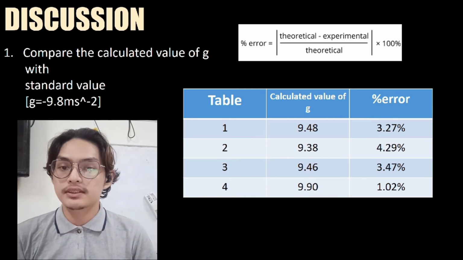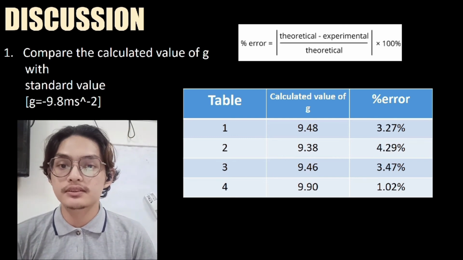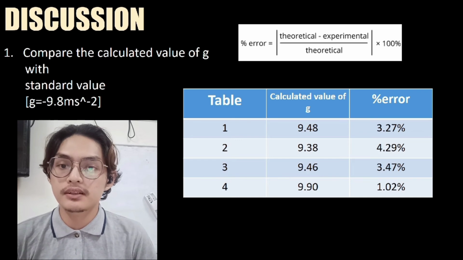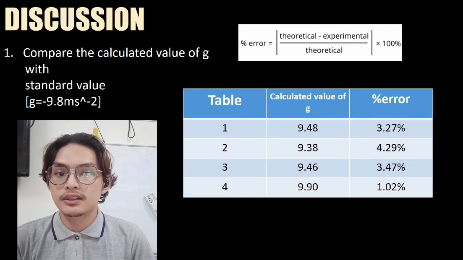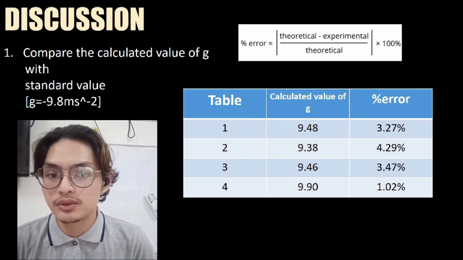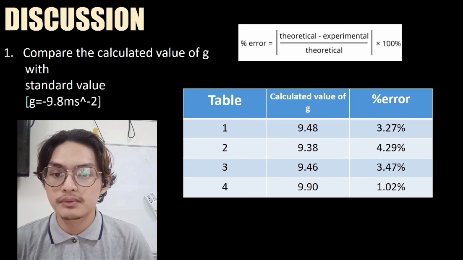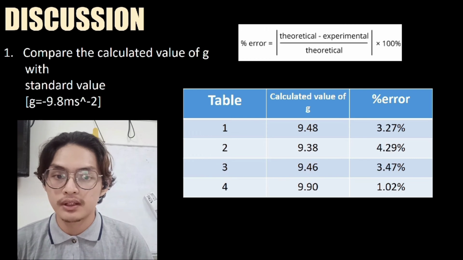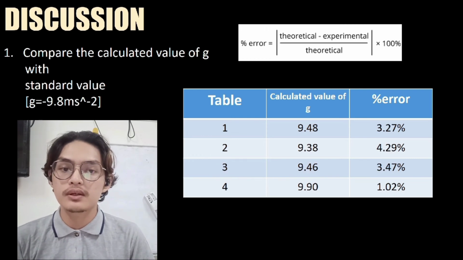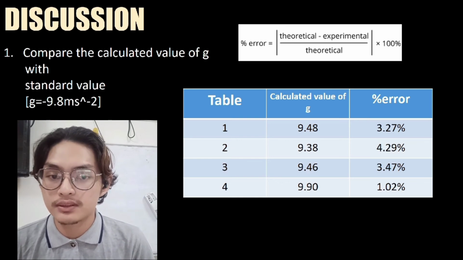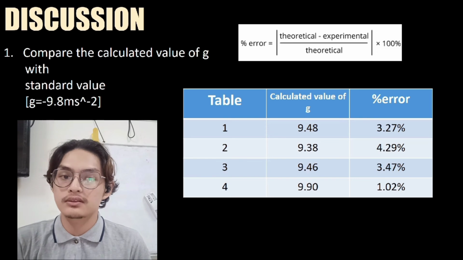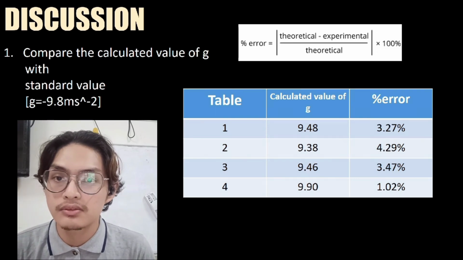So for the first discussion, by using the percentage error, compare the calculated value of gravity with the standard value. You will get 3.27% for table number 1, 4.29% for table number 2, and 3.47% for 3, and 1.02% error for table 4.